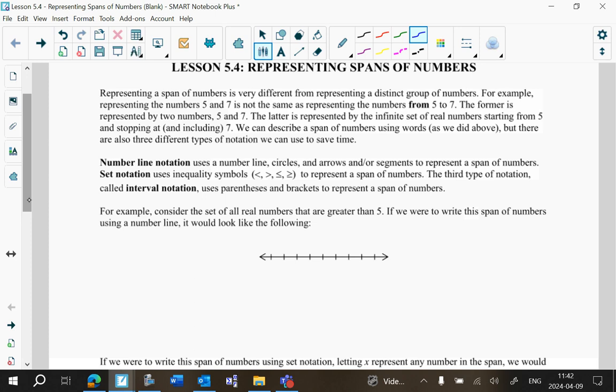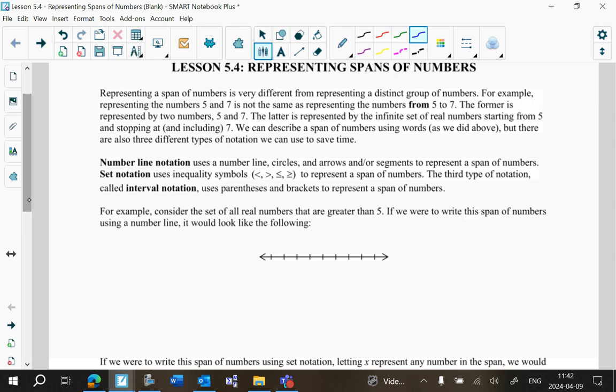One, you guys have seen before. You did it last year, okay, when we did inequalities. And that's number line notation. 2, you saw some of it. And that was the inequality symbols. We did that towards the end of last year. Okay? This third type is going to be something new to you. So all I want to do with this is go through a whole bunch of different examples.